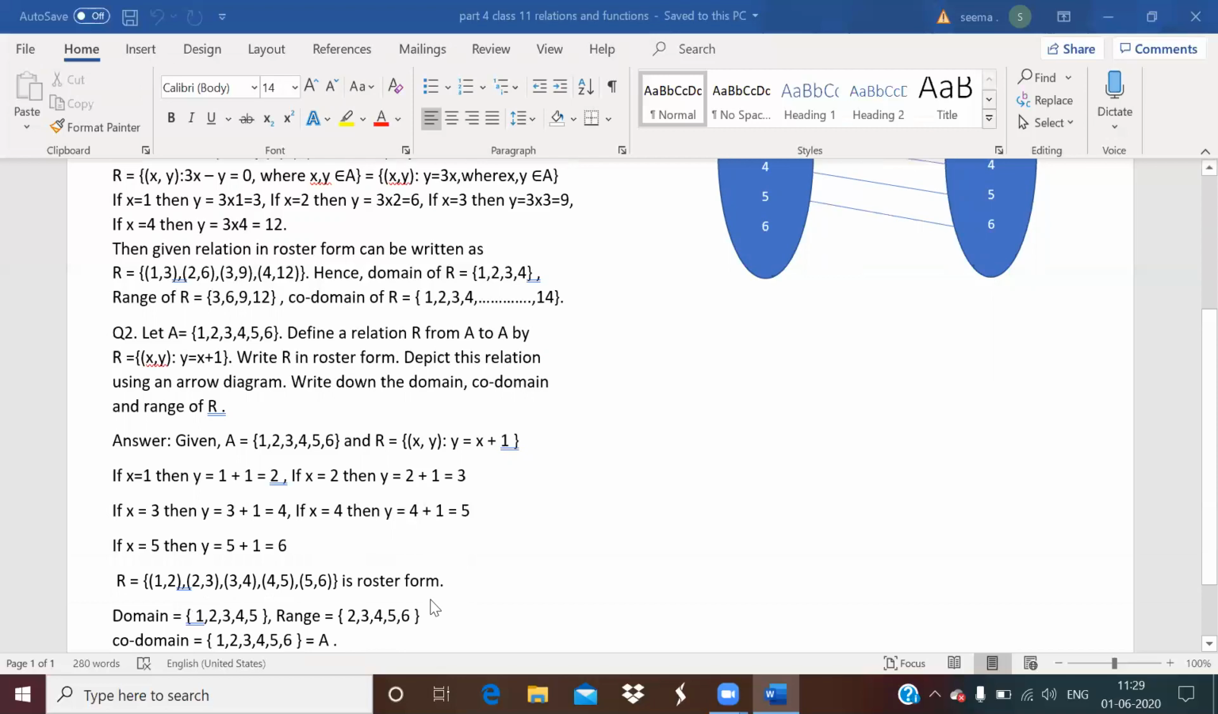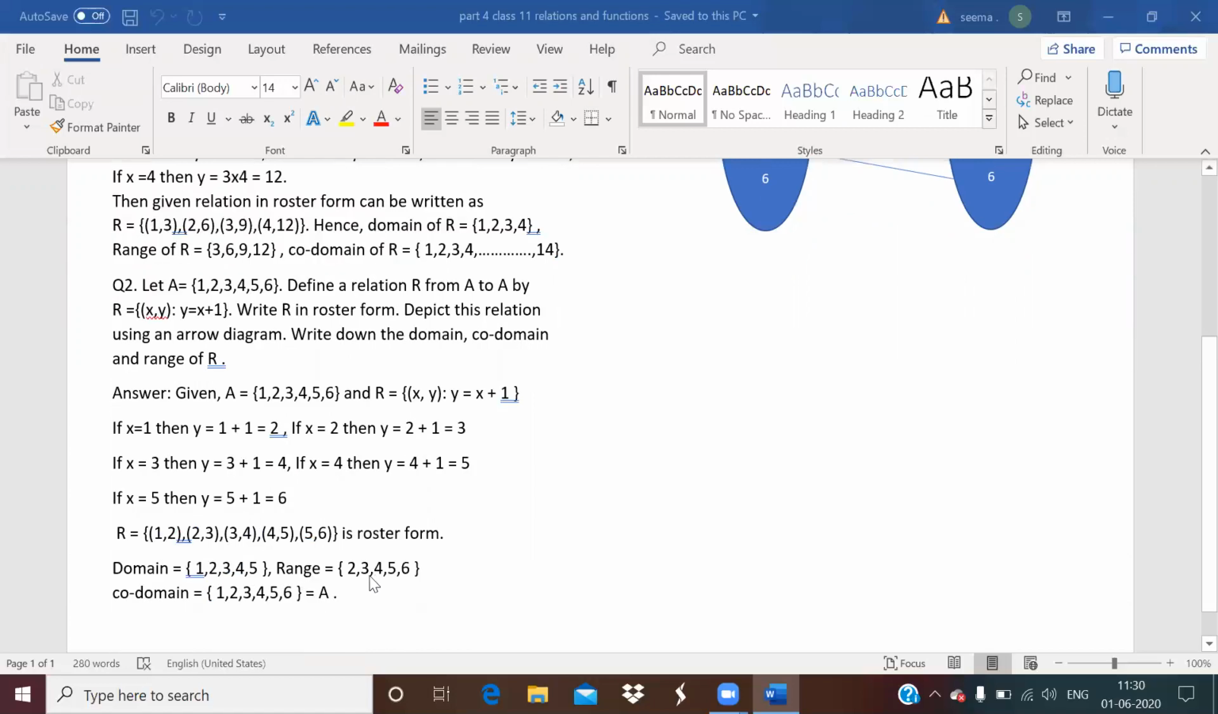And now, the roster form is: if x is 1, y is 2, and x is 2, y is 3, and similarly up to if x is 5, y is 6. In the roster form, we have written this relation. What is the domain? Domain, the first elements of this relation, that is 1, 2, 3, 4, 5. And range, the second elements, that is 2, 3, 4, 5, 6. And codomain of this is all values of y, that is 1, 2, 3, 4, 5, 6, because y belongs to A.